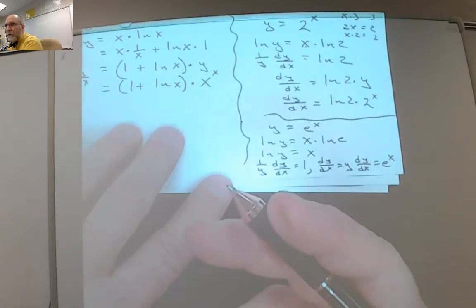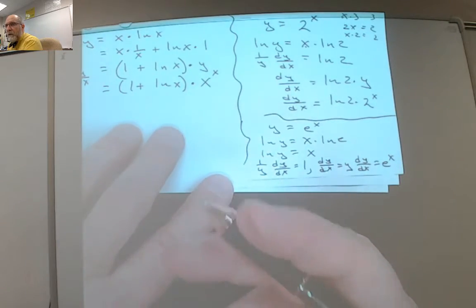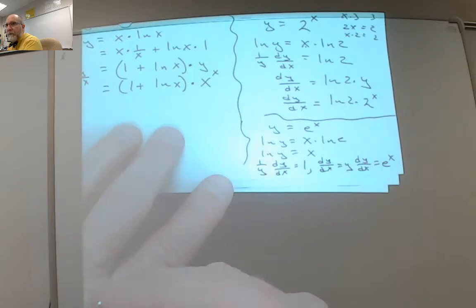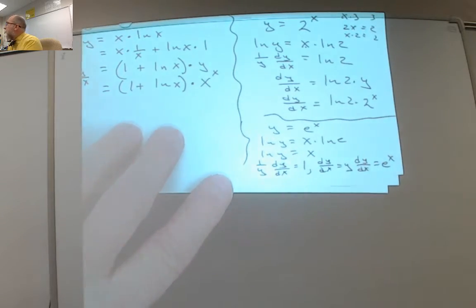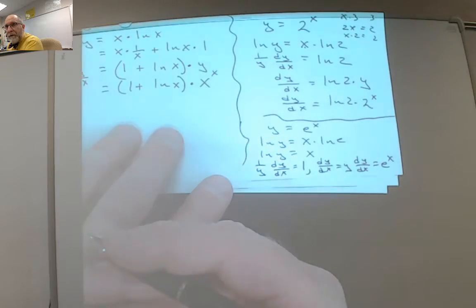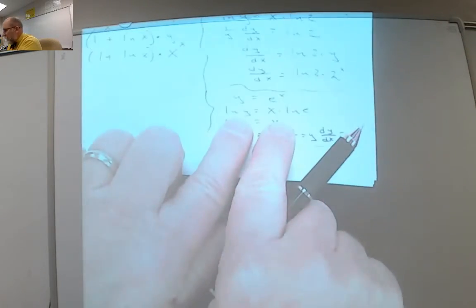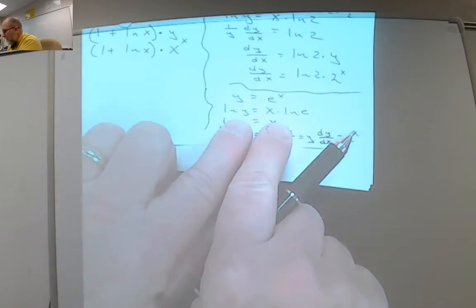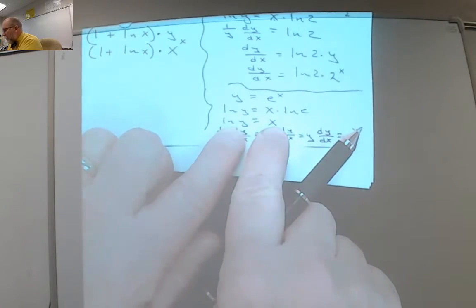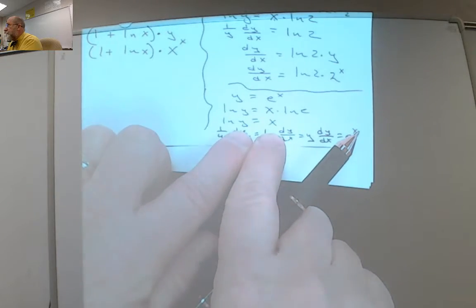Okay, I'm going to ask you a series of questions. The first derivative of e to the x is? E to the x. The second derivative of e to the x is? E to the x. The third derivative of e to the x is? E to the x. What's the next derivative of e to the x? E to the x. Okay, you're okay here. Derivative of x is 1.